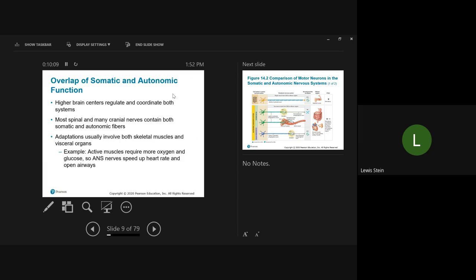Nearly, not all, but most spinal nerves and quite a few cranial nerves have both somatic and autonomic fibers. You might remember, for those that weren't with us, and I think I did it again in lab earlier, when we did a quick review of the cranial nerves. There are 4 cranial nerves that have parasympathetic. None have sympathetic components. 3, 7, 9, and 10. 10 being by far and away the most important. The others are less so. Not unimportant, but less so.